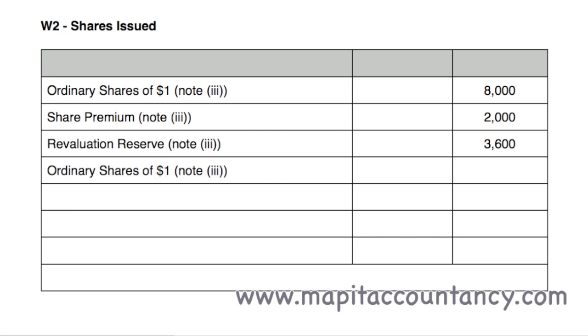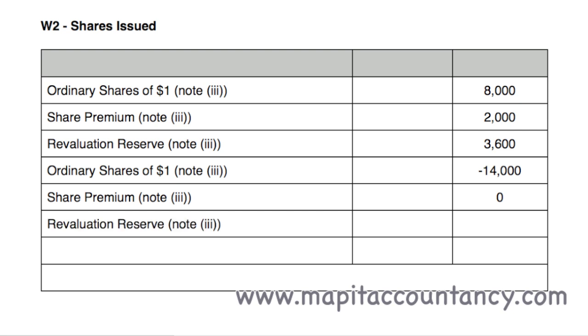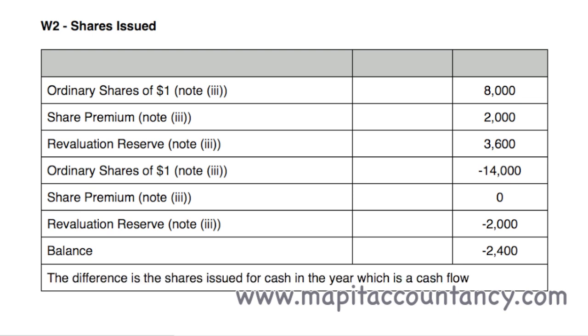So the closing balances on each of these were 14,000 for ordinary shares. For our share premium, it was 0. And for our revaluation reserve, it was 2,000. So obviously the share premium has been used up with the bonus issue, and some of the revaluation reserve has also been used up. If we balance that all off, we can see that we still have 2,400 to deal with. Now that is the shares that we issued for cash in the year. That is our cash flow.